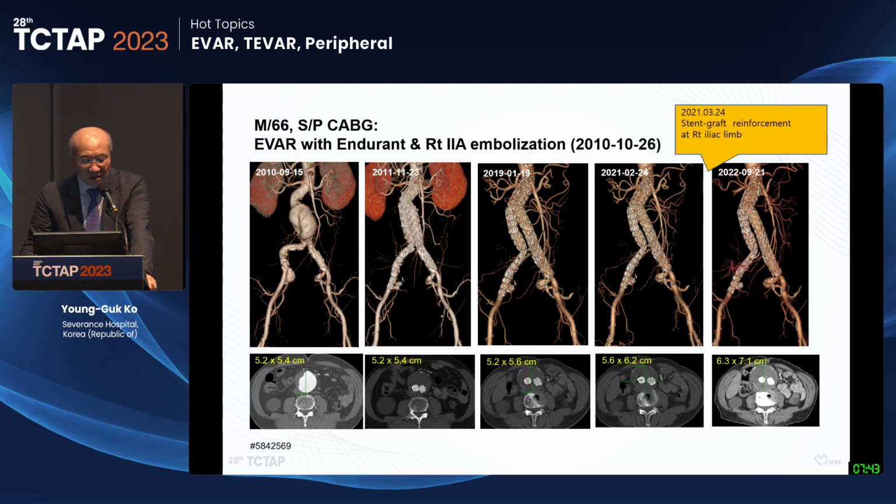A 66-year-old male was treated with EVAR in 2010, and over 10 years the aneurysm sac remained stable. However, after 10 years, the aneurysm sac started to expand. So we suspected a type 3 endoleak, and we treated the right limb with stent graft reinforcement. However, the aneurysm sac continued to grow, so this patient underwent surgery.